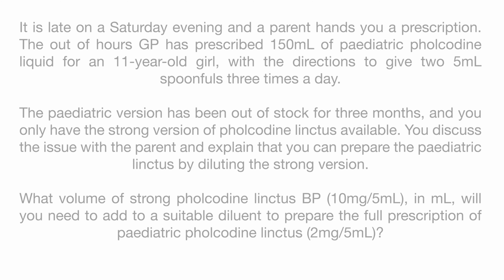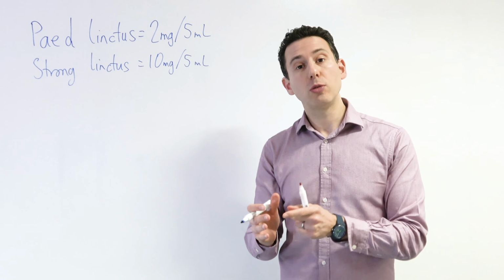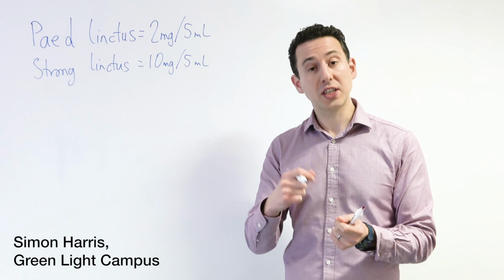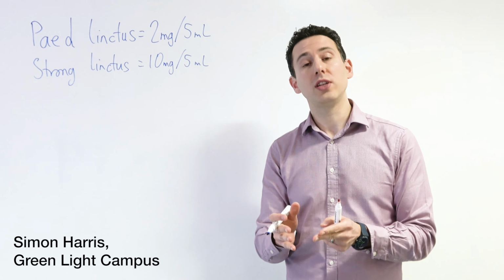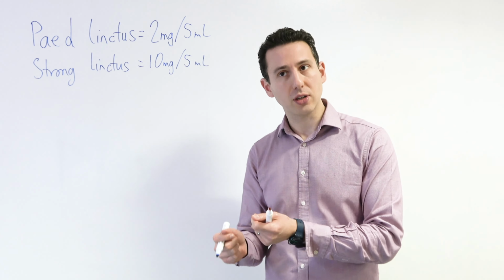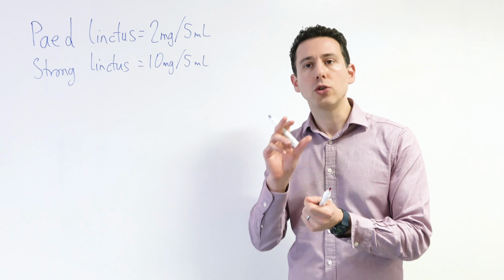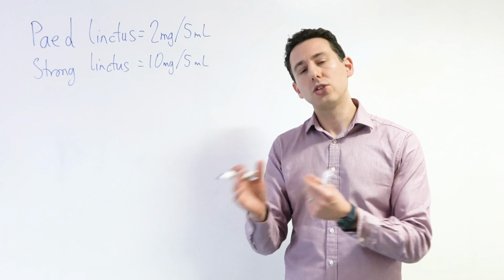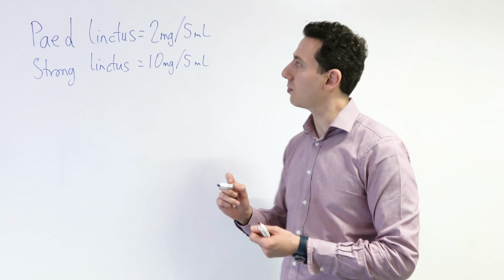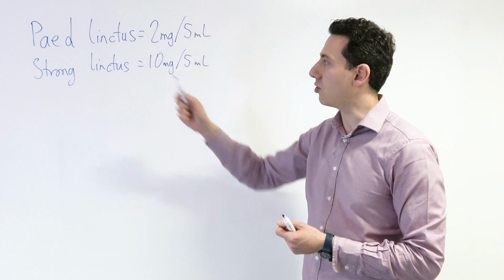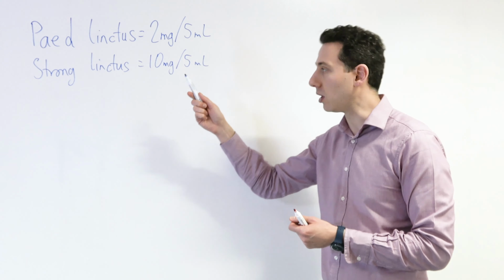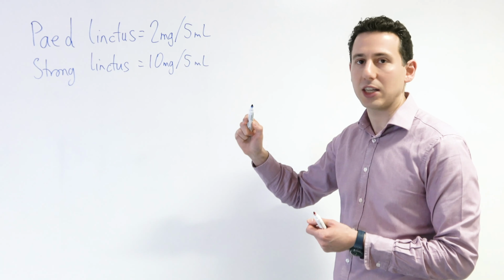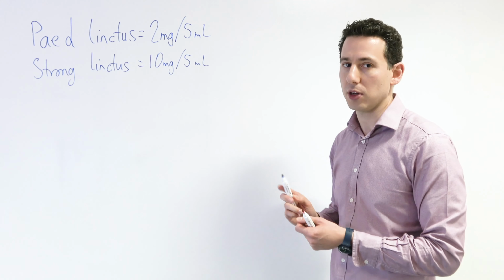So in this question, really what it's asking us is what's the volume of strong Volcadine linctus which we need to give to this patient, which will be equivalent to 150 ml of the paediatric version. Now you'll note that the paediatric version, of course, is much weaker, or 5 times weaker than the strong version of the Volcadine linctus. So we have the strengths up here. The paediatric linctus is 2 milligrams in 5 ml, and the strong Volcadine linctus is 10 milligrams in 5 ml.